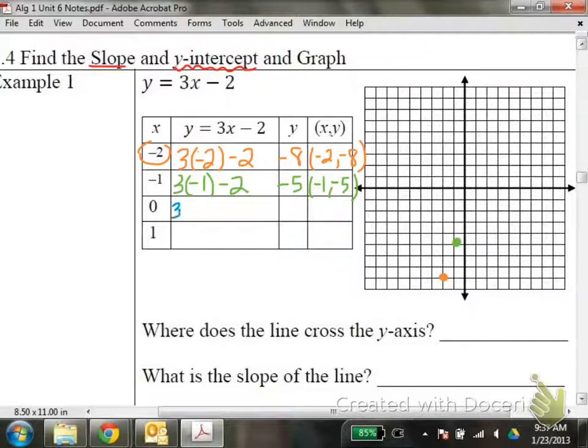Plug in 0. 3 times 0 minus 2. What's 3 times 0? 0. 0 minus 2? Negative 2. So this is 0, negative 2. They should be making a straight line. Is it starting to make a straight line? Somewhat. It's a straight line.